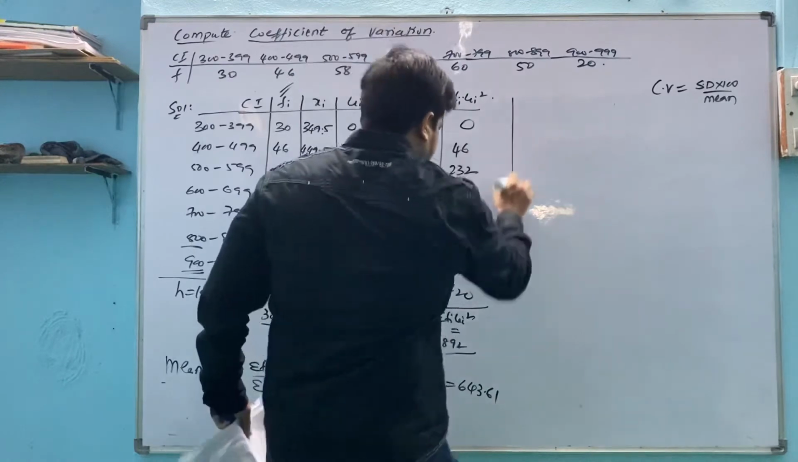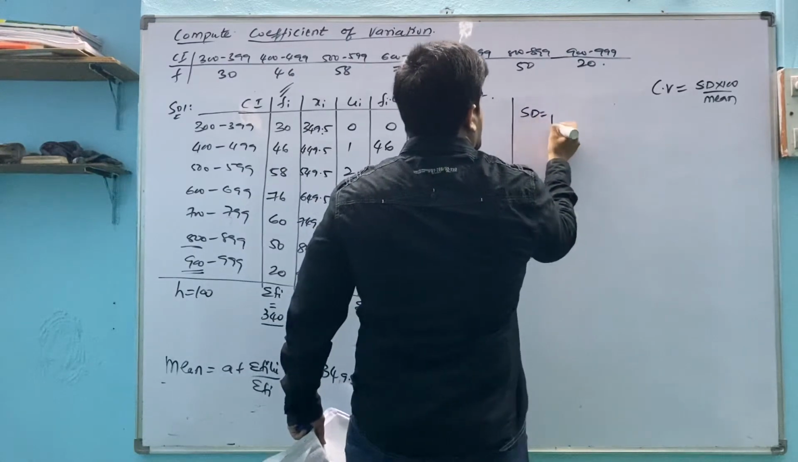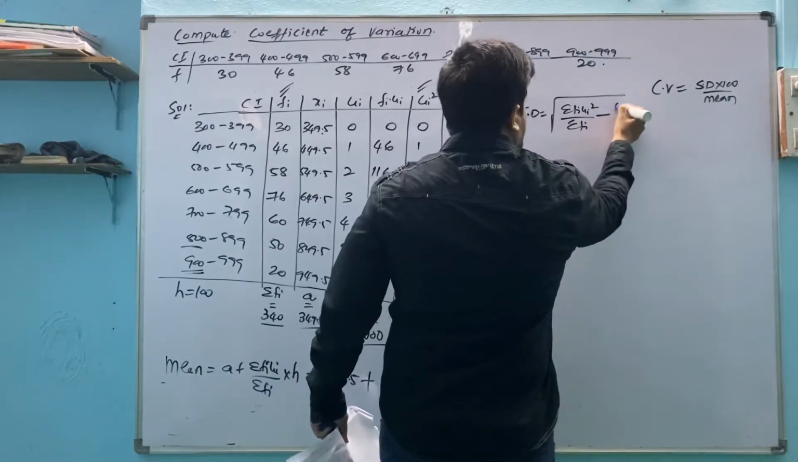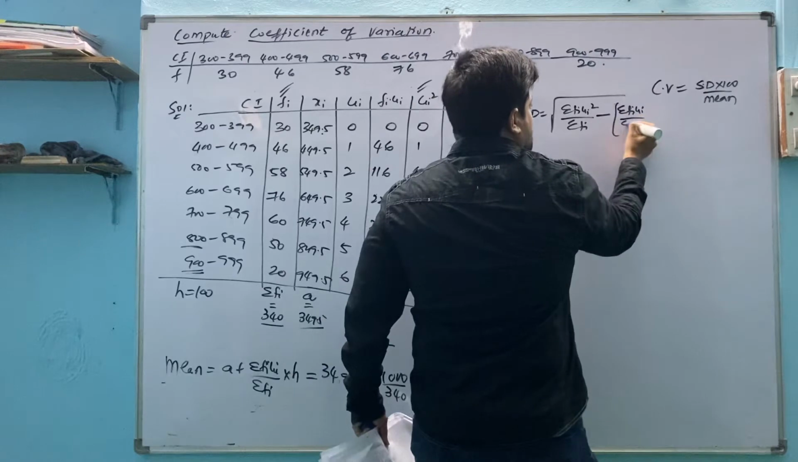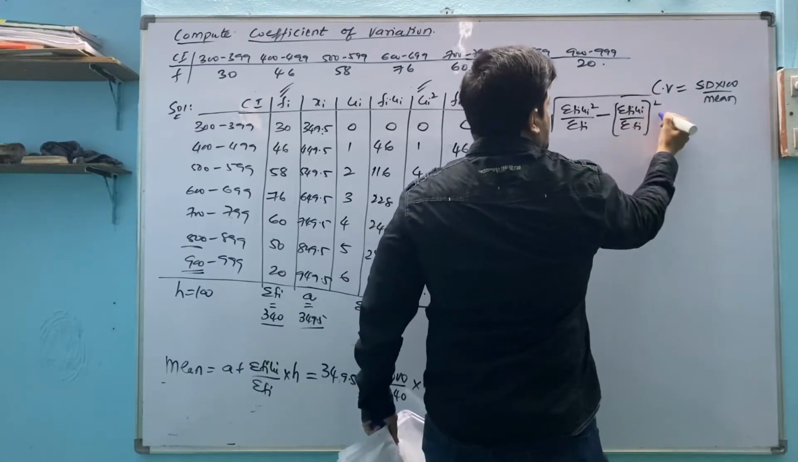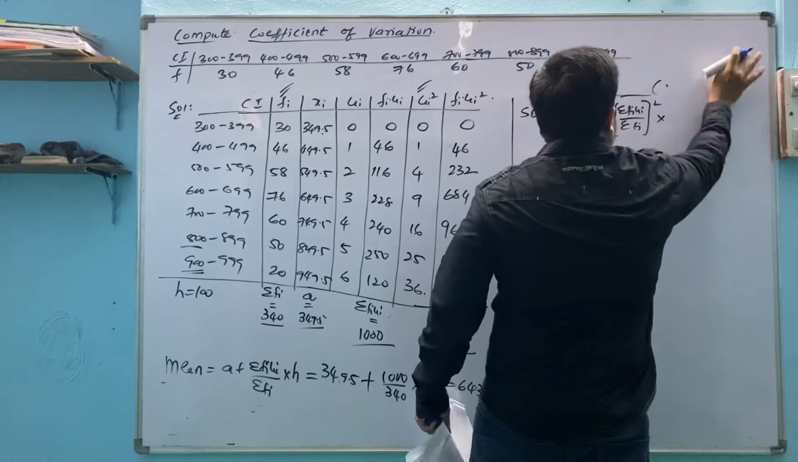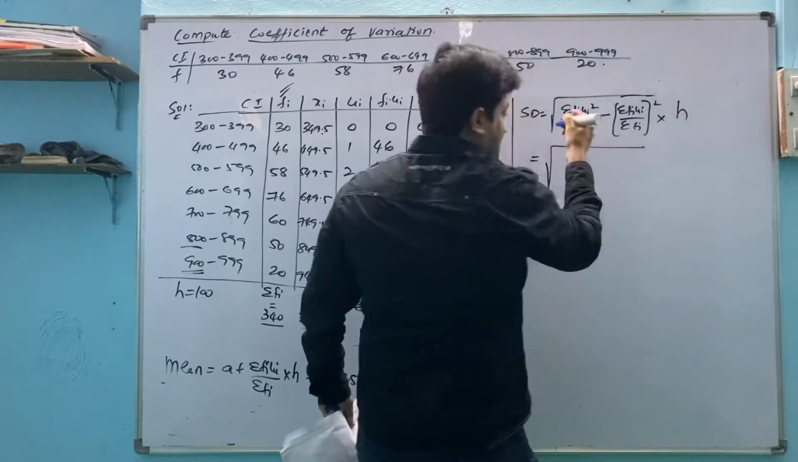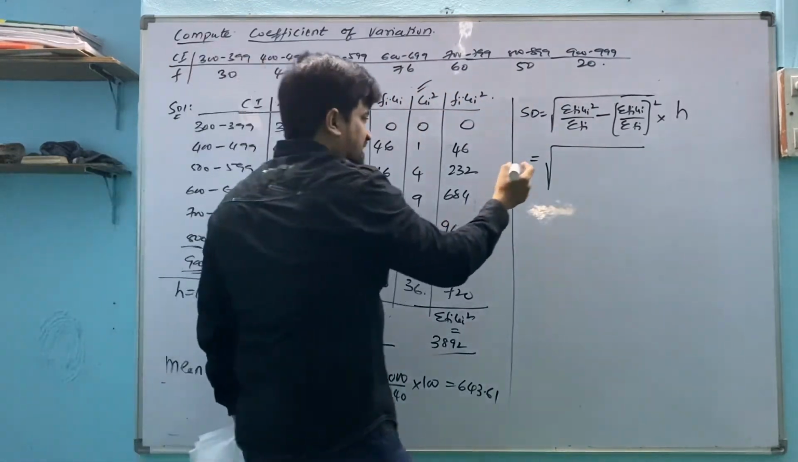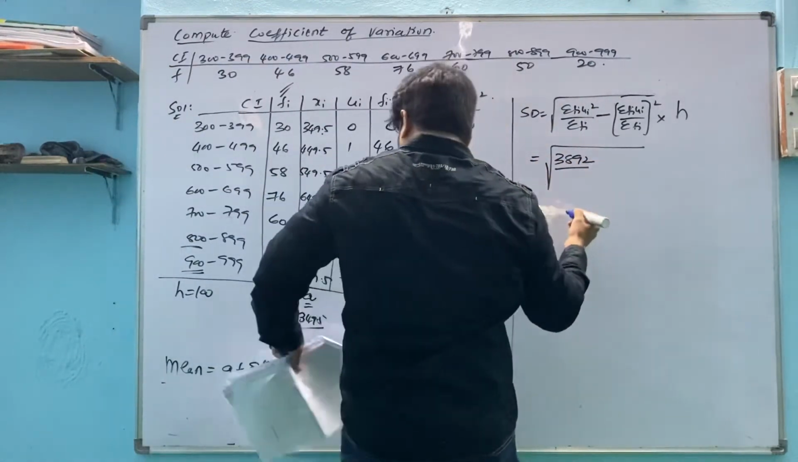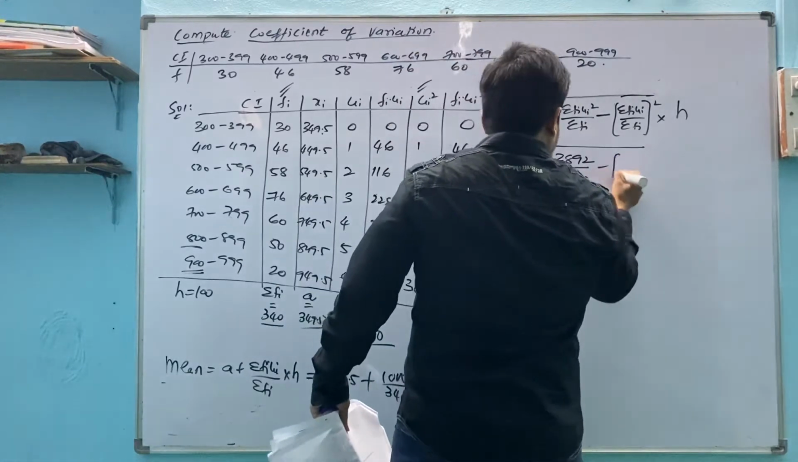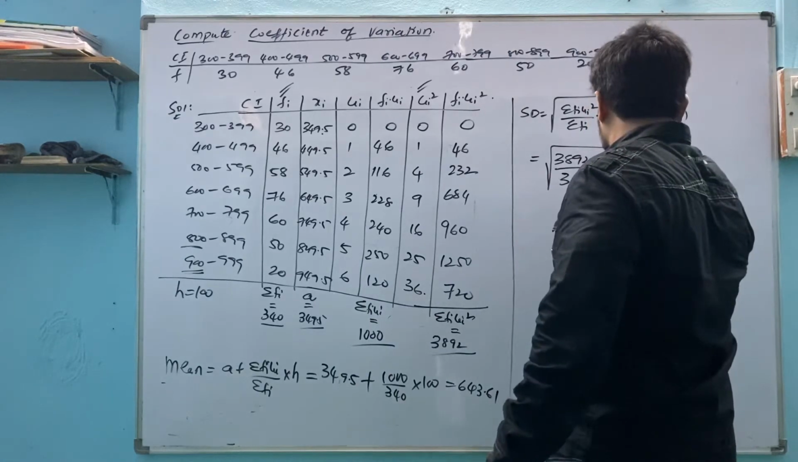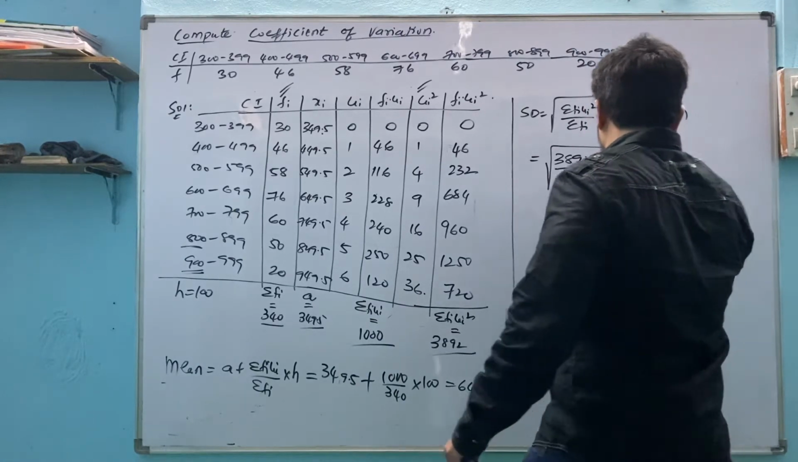Afterwards, we have standard deviation: root over sigma Fi Ui square by sigma Fi, minus sigma Fi Ui by sigma Fi whole square, with H outside the root. Root over sigma Fi Ui square, we have 3890, sigma Fi 340, minus sigma Fi Ui 1000 by sigma Fi 340 whole square, into H 100.